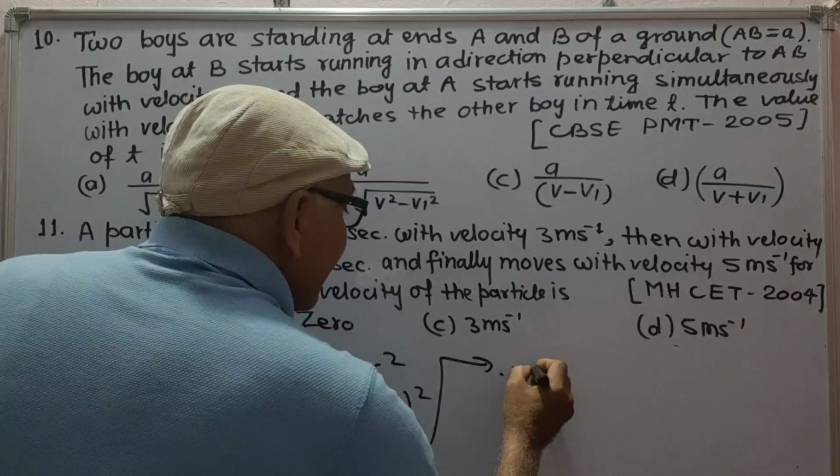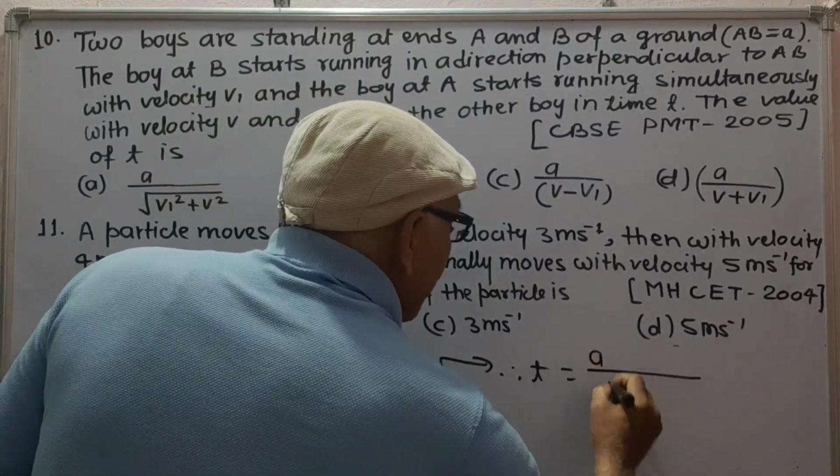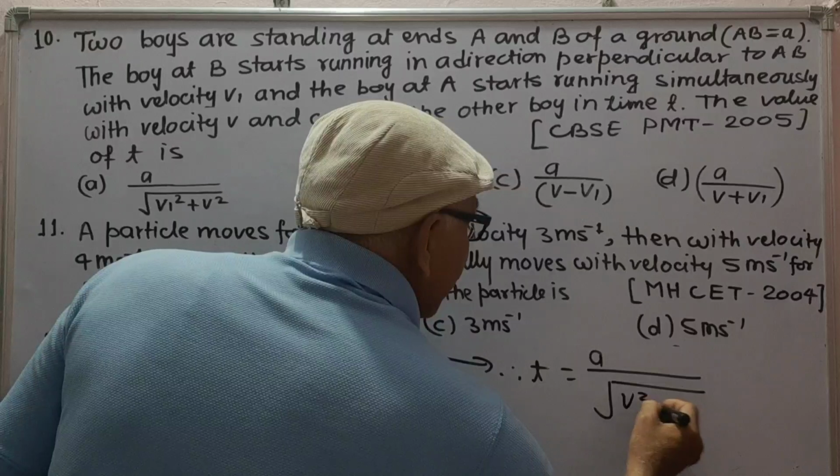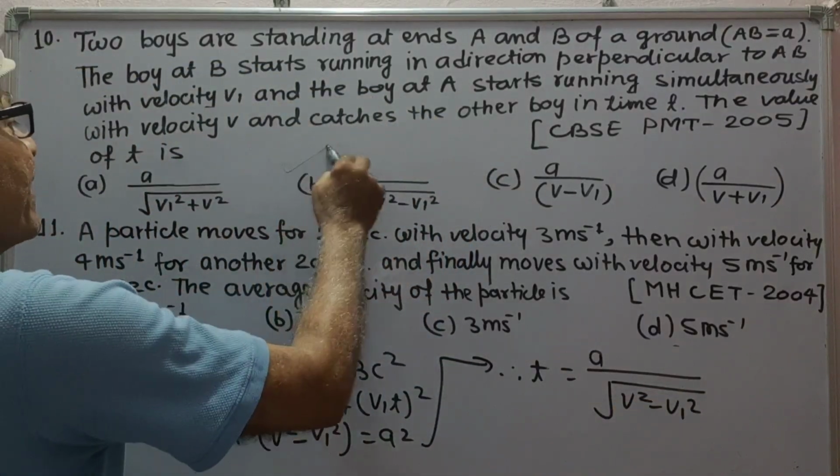Therefore, we get T is equal to A upon B square minus B1 square. So, the correct option will be B.